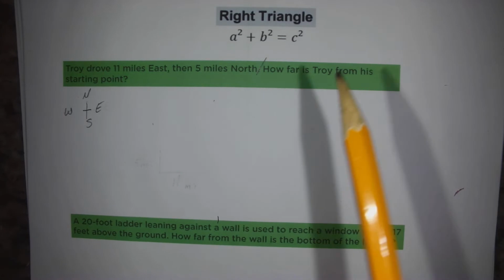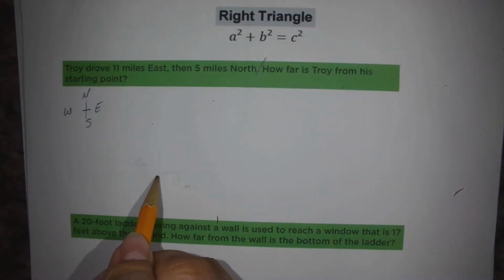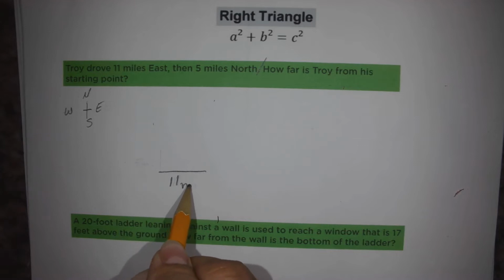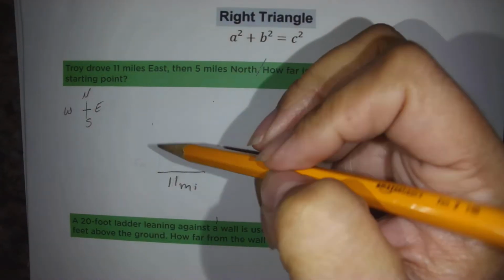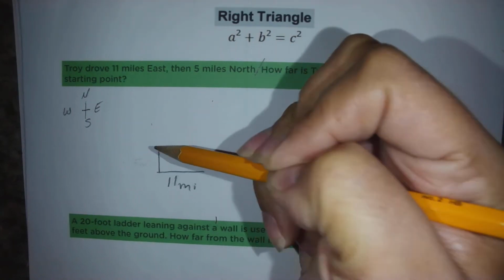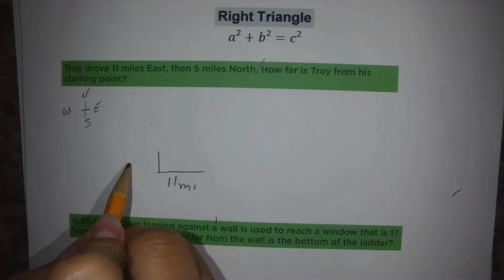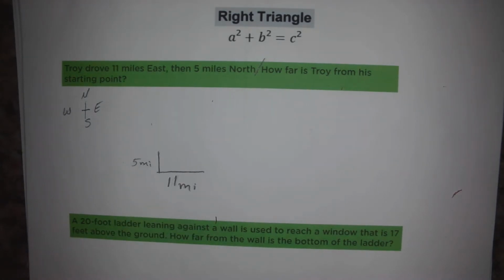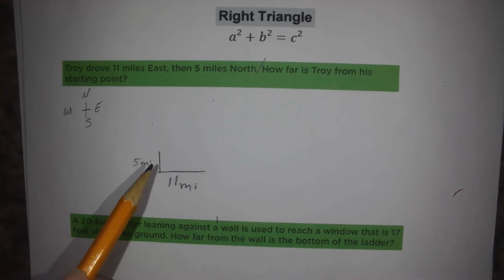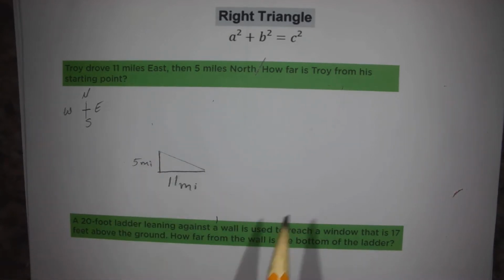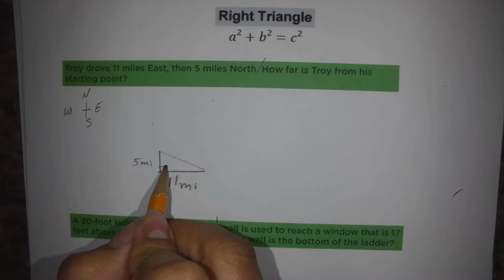So we're going to draw this out. Troy drove 11 miles east, and then he drove 5 miles north. So to make this as accurate as possible, it's not going to be as long as the 11 miles because this is a shorter distance. So 5 miles. This is going to complete my right triangle. So I'm going to put my right angle right here.